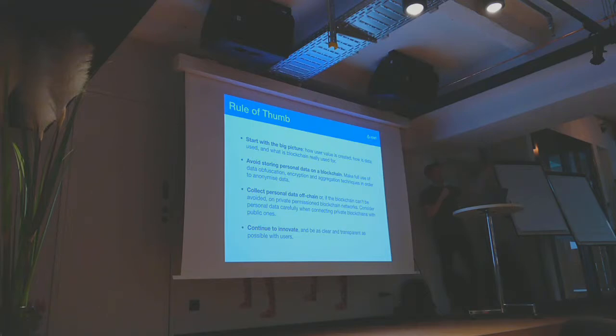And yeah, you then have to consider really carefully if you connect these private permissioned blockchain networks with the public blockchain, because it makes sense. The really cool thing about public blockchains is that they are visible to everyone, transparent, and have an enormous economic potential. But you have to be really careful connecting them with private chains if there is any personal data stored on them. Nevertheless, people should still continue to innovate and be as clear as possible to their users, because blockchain is still evolving.